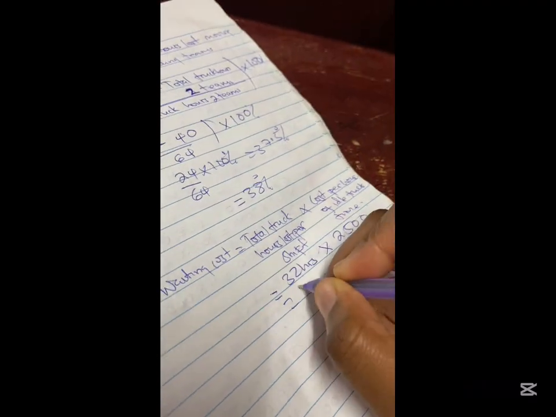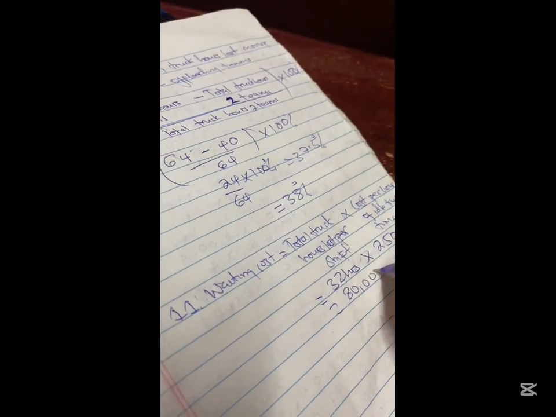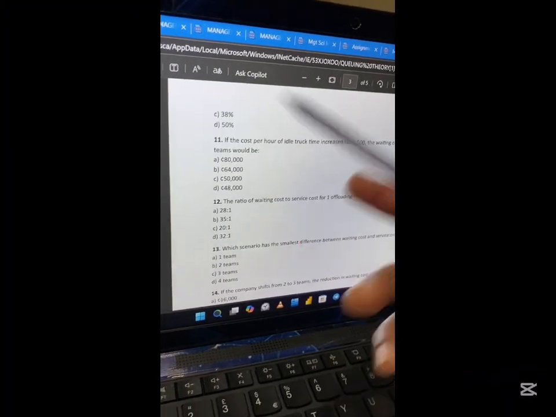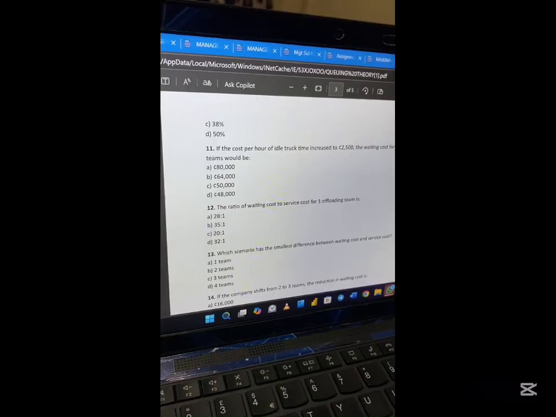So 80,000, and this is option A. So our value will be 80,000 cedis. That will be our cost.